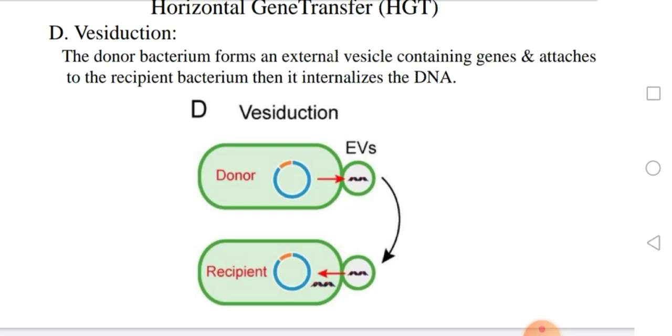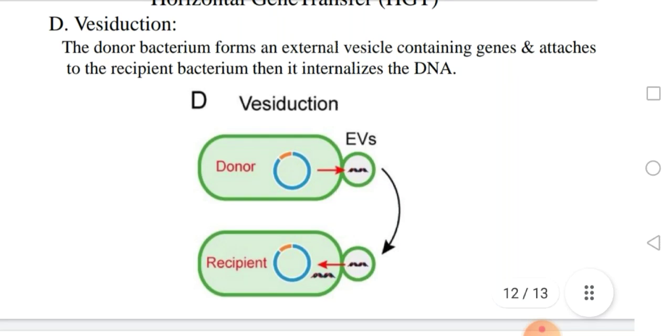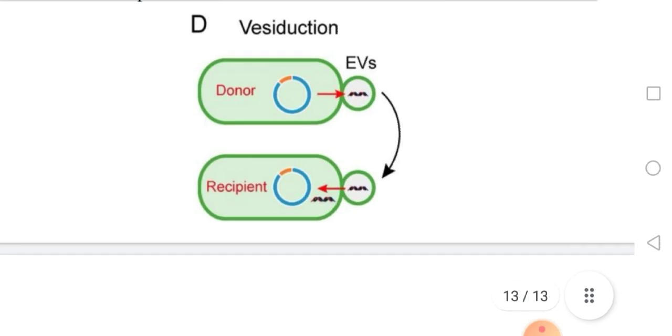Vesiduction. The donor bacterium forms an external vesicle containing genes, maybe one or more, and attaches itself to the recipient bacterium. Then it internalizes the DNA, as you see in the picture.